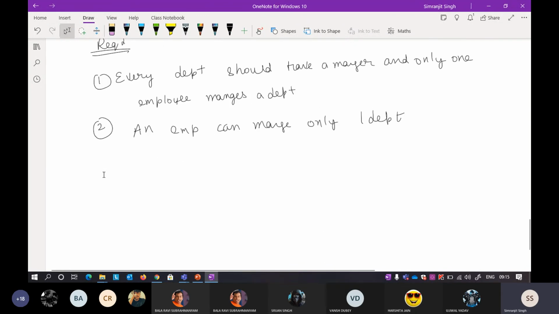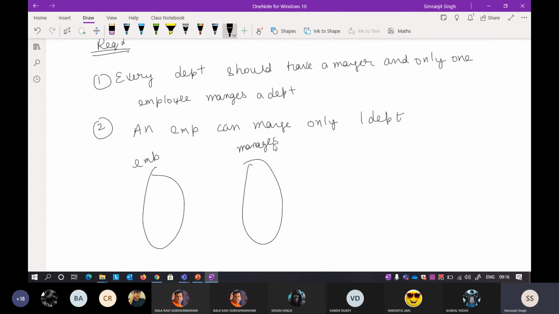Suppose this is your M. The relationship can be manages. You can pick any name, but I think manages is more appropriate here, so that is why I've used manages. You can use any relationship name.